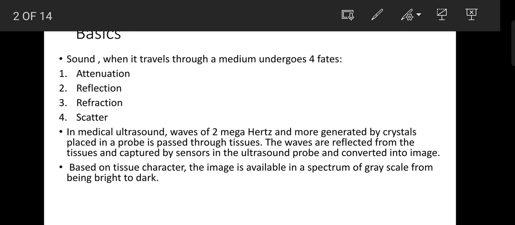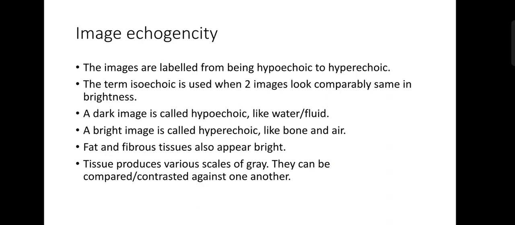In medical ultrasound, waves of 2 MHz and more generated by crystals placed in a probe are passed through tissues. The waves are reflected from the tissues and captured by sensors in the ultrasound probe and converted into an image. Based on tissue character, the image is available in a spectrum of grayscale from being bright to dark, and that is what is called echogenicity.